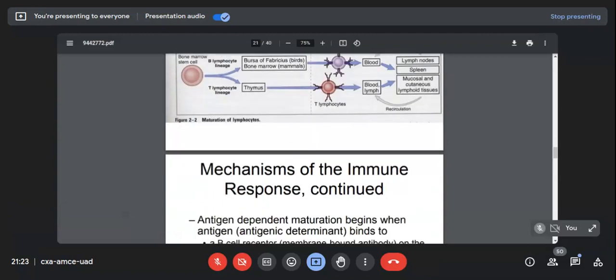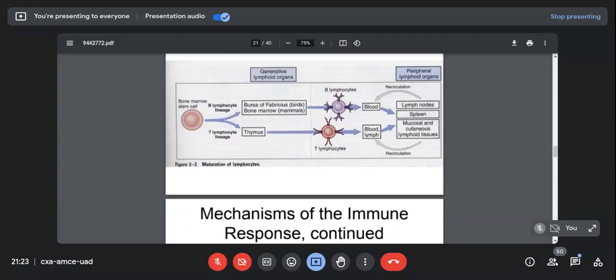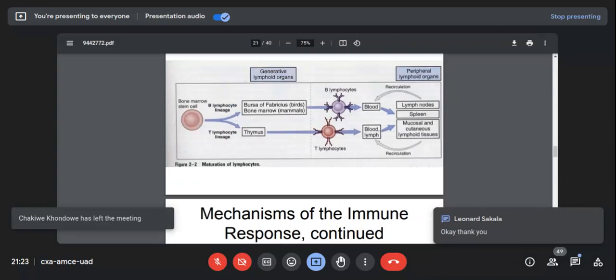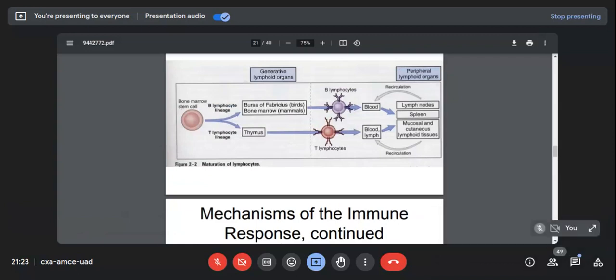Okay. So I was saying, in the bone marrow, a question I expected you to ask me is, how does a B cell mature? How do you mature a B cell? So inside the bone marrow, you have produced a B cell, yes.